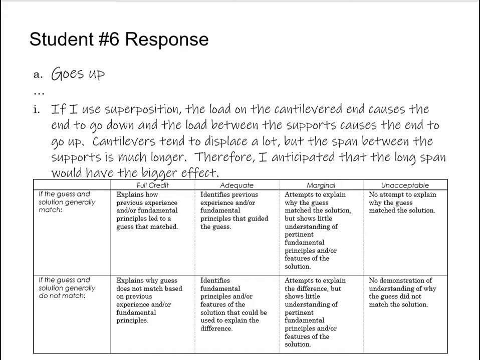Our next student also guessed that the far right end would displace up. The student writes, "If I use superposition, the load on the cantilevered end causes the end to go down, and the load between the supports causes the end to go up. Cantilevers tend to displace a lot, but the span between the supports is much longer. Therefore, I anticipated that the long span would have the bigger effect." This student not only identified the principles that guided their guess, the student has explained how those principles resulted in the far end rising. This reflection earns full credit.